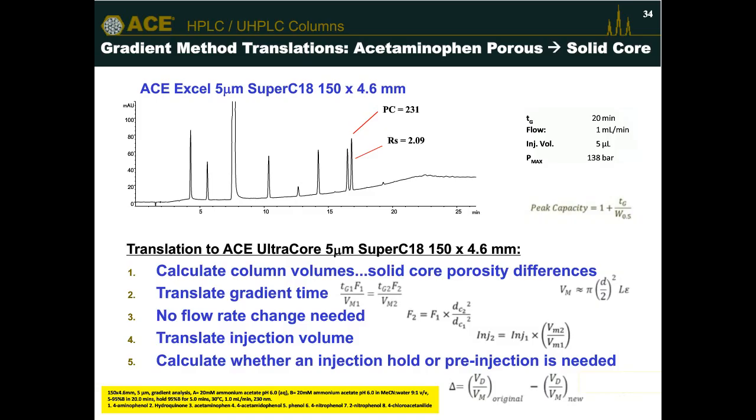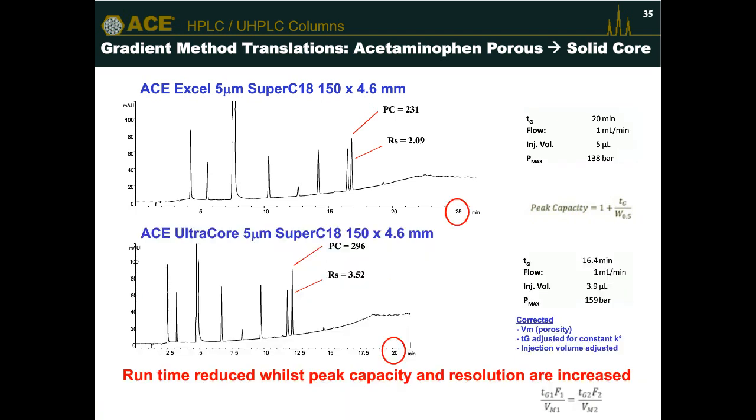The other point we've put on here is considering the dwell volume, column volume ratio. So we'll look at that as we go forward. So our original method, fully porous, 20-minute gradient time on a 15 centimeter column. We've moved to the solid core, same dimension, same particle size, but we've adjusted the gradient time and the injection volume because we've got a different porosity. So we've got a different column volume here. And you can see you can speed up the method just by moving to a solid core phase.